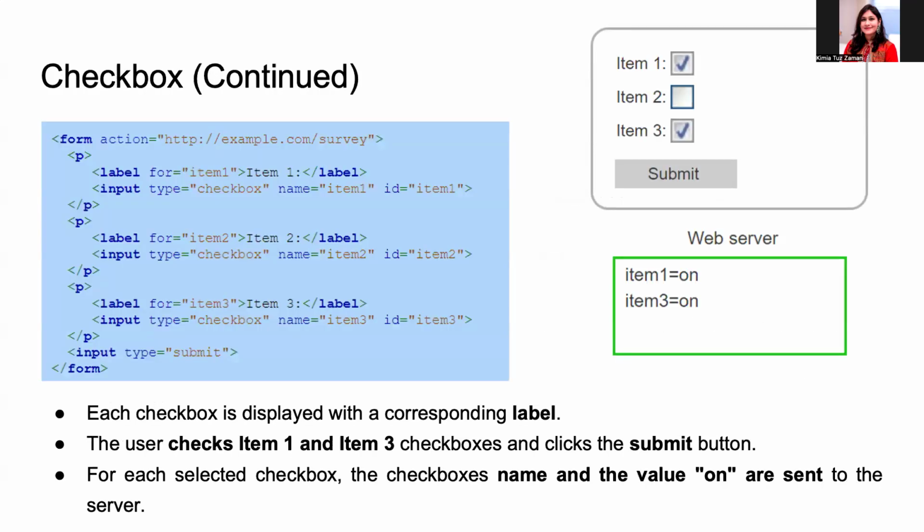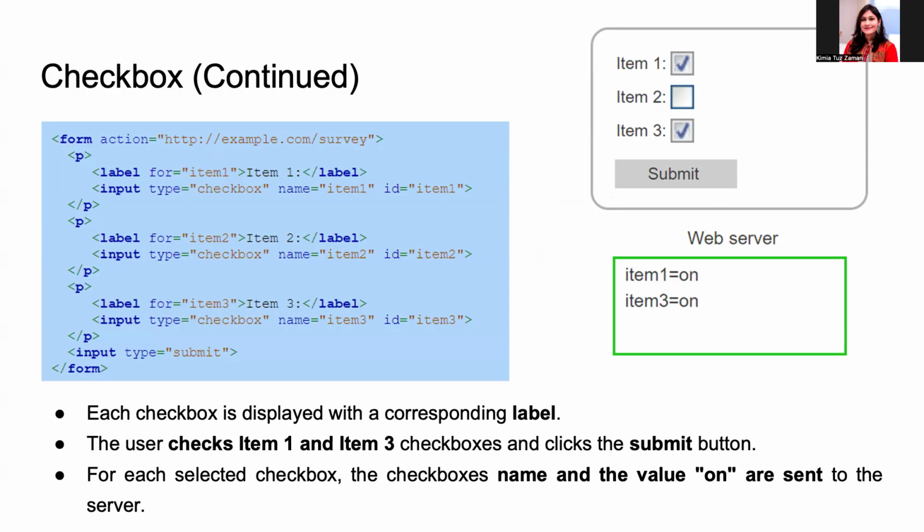Now let's see how checkboxes actually work when combined with labels and form submission. Here in this example, we have three checkboxes, each paired with a label, so users know exactly what each option represents. When a user selects a checkbox, only the checked items are sent to the server once the form is submitted. Here, the user selects item 1 and item 3 and then clicks the submit button.